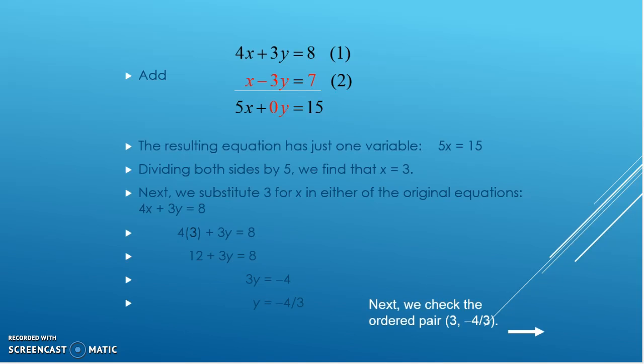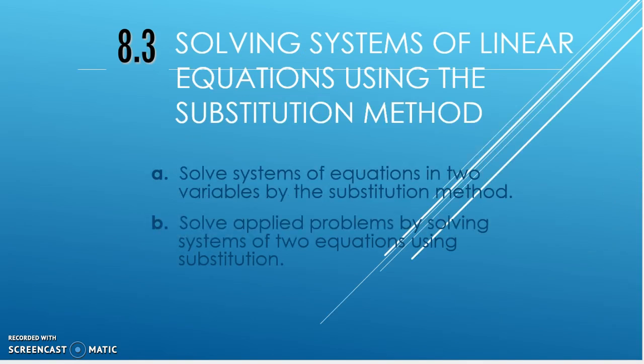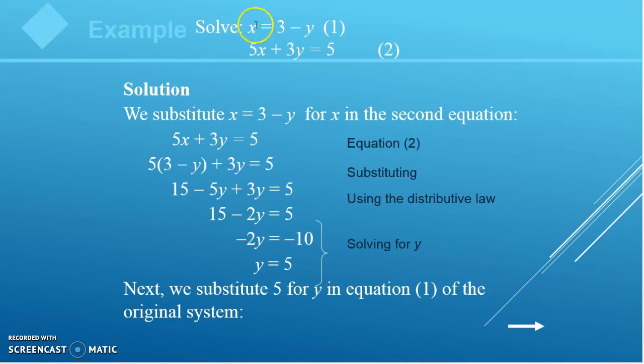The third method that I want to point out to you is what's called the solving by the substitution method. And what this one involves doing is solving one of the equations for one variable and plugging that expression into the other one. So let me give you an example here. Notice we have two equations, x equals 3 minus y, and then we have 5x plus 3y equals 5. Notice that the first equation is already solved for x.